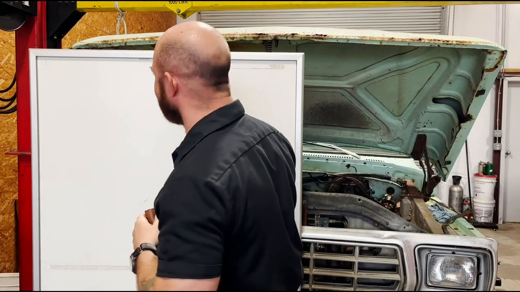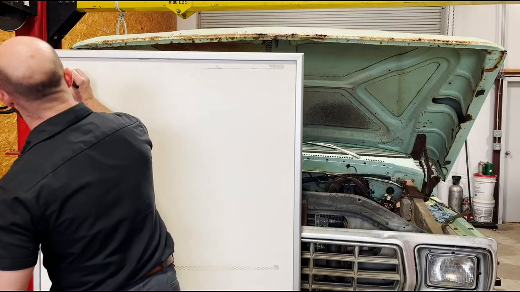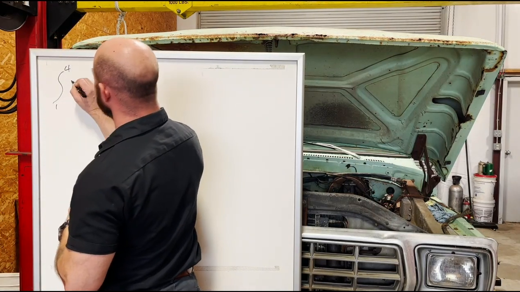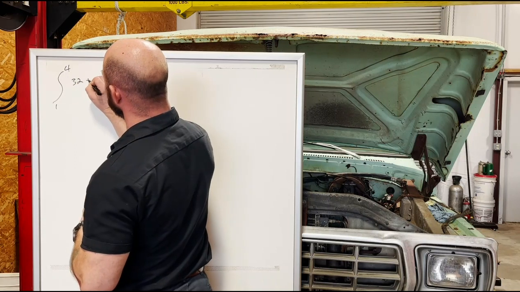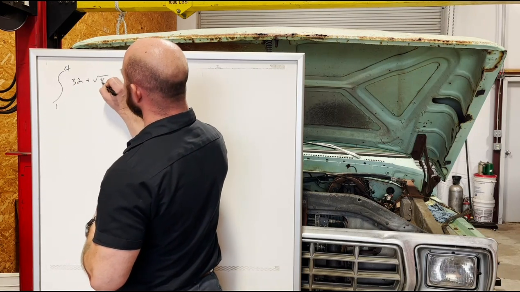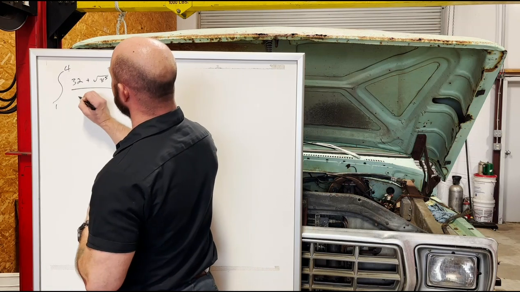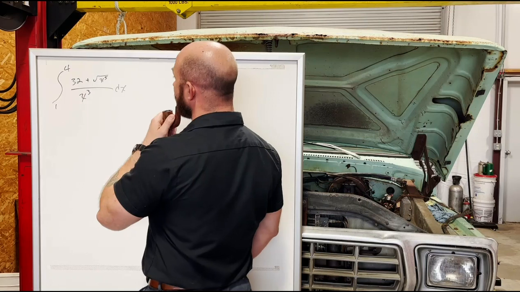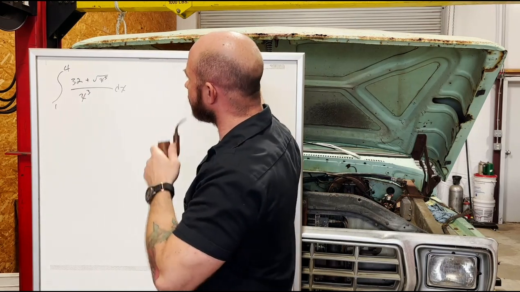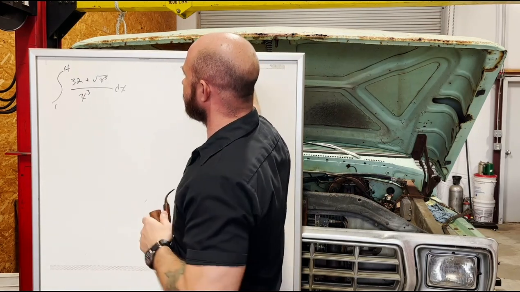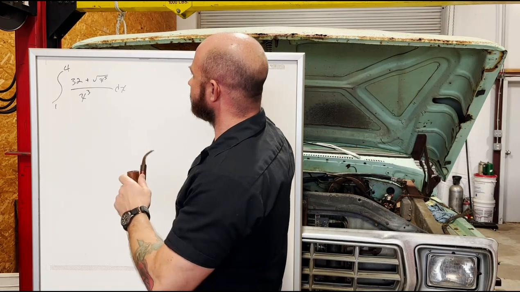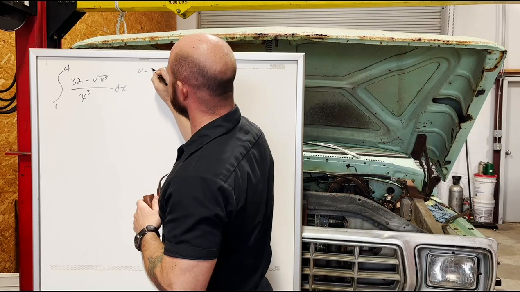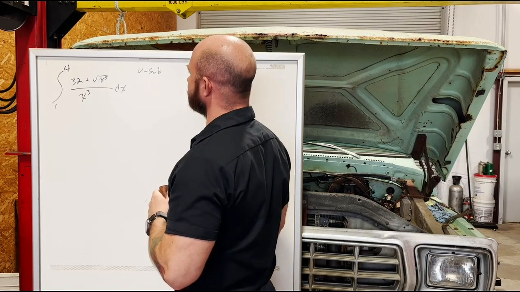So we've been asked to evaluate the integral of (32 plus the square root of x) to the fifth over x to the third dx. Now this would be very difficult to try to do without doing some kind of substitution. So we're looking to apply some kind of u-substitution.